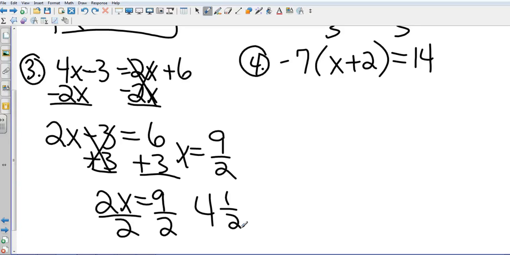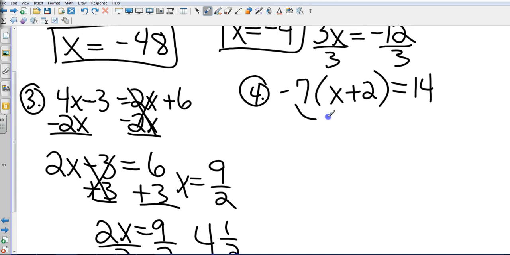Okay, number 4. Asher, what do you think? What property is that when I have parentheses and something on the outside? Distributive, okay? So draw the arrows. I'm going to draw them underneath because I don't have a lot of room on the top. And what's negative 7 times x? Negative 7x. Negative 7 times positive 2? Negative 14.